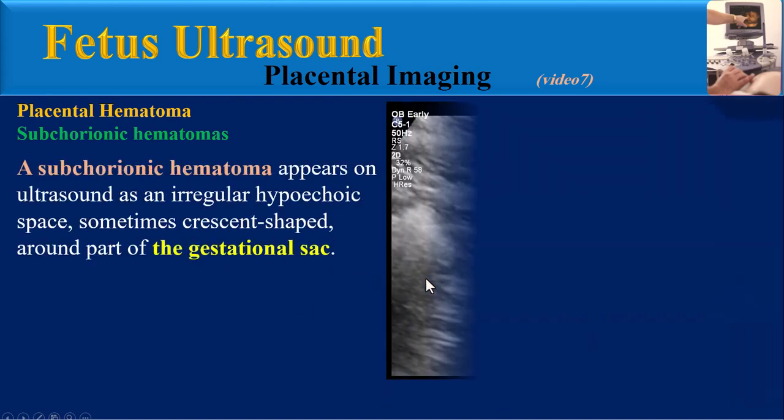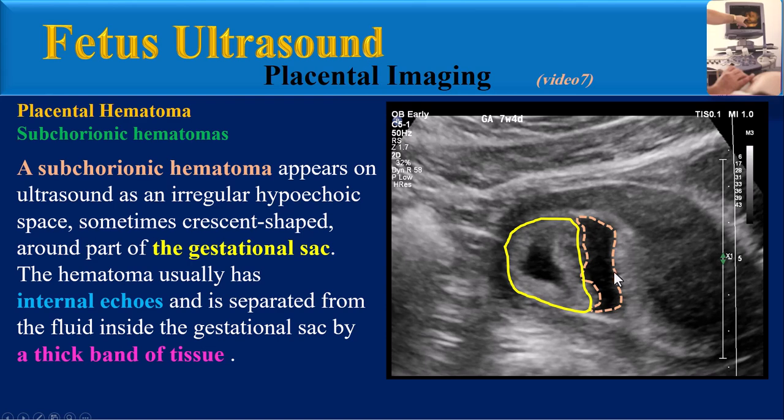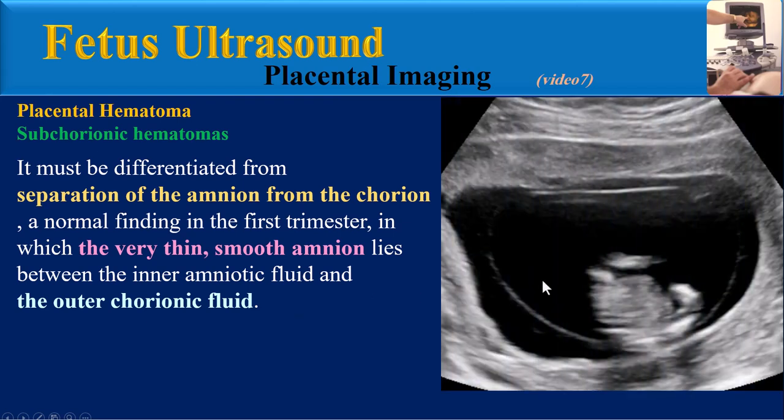A subchorionic hematoma appears on ultrasound as an irregular hypoechoic space, sometimes crescent-shaped, around part of the gestational sac. The hematoma usually has internal echoes and is separated from the fluid inside the gestational sac by a thick band of tissue. It must be differentiated from separation of amnion from the chorion, a normal finding in the first trimester in which the very thin, smooth amnion lies between the inner amniotic fluid and the outer chorionic fluid.